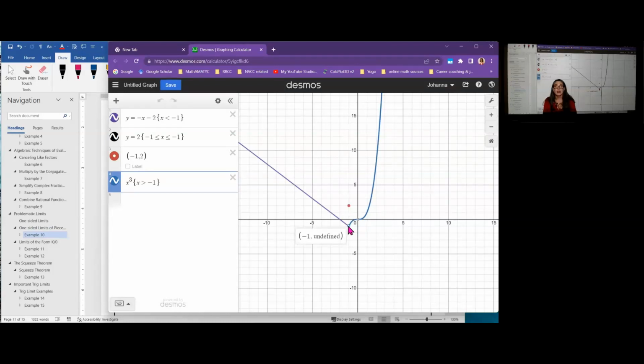There we go. It's undefined there, right? You have to click directly on the point to see that it's not defined. From the left, it looks like it hits -1. From the right, it looks like it hits -1. It actually hits 2, but the limit value is -1.